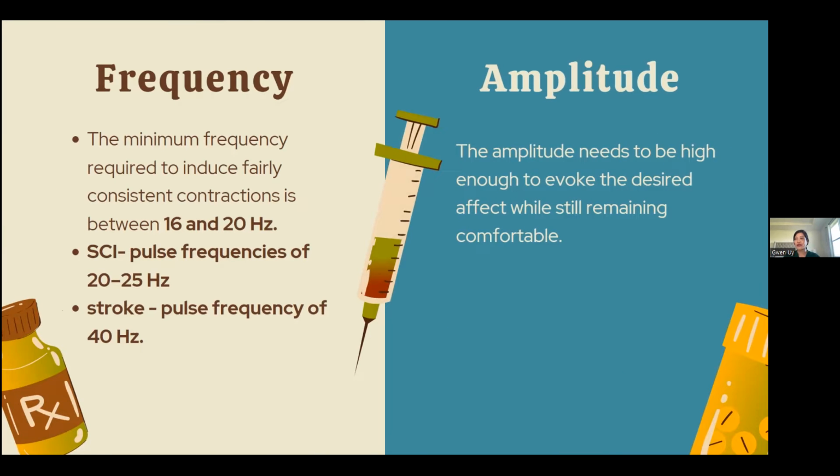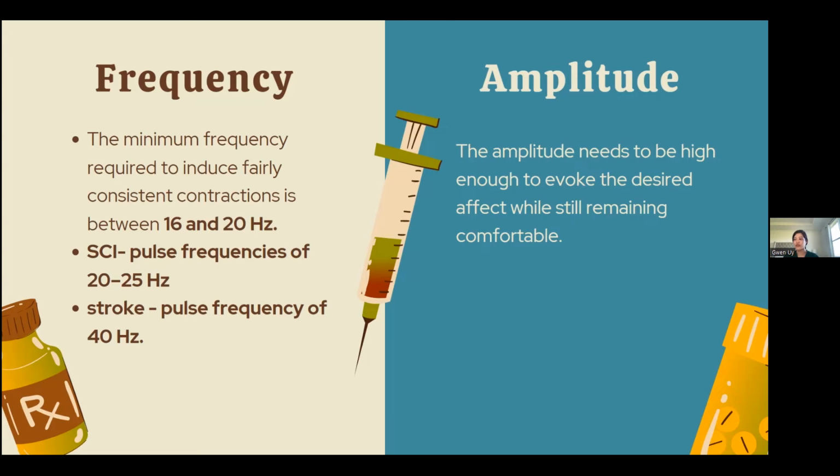The minimum frequency required to induce fairly consistent contractions is between 16 to 20 hertz. So pulse frequencies in the range from 20 to 50 hertz are typical. For example, for patients with SCI who often have problems with FES-induced muscle fatigue, particularly during early stages of FES use, pulse frequencies of 20 to 25 hertz are more common.